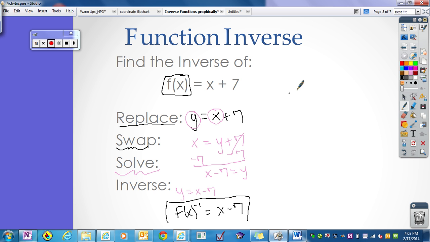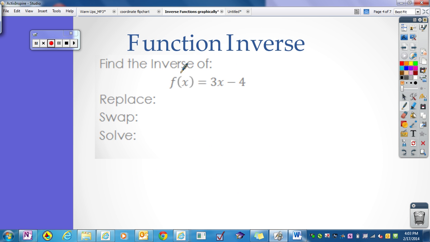Alright, that was a lot, so let's take a look at another example. This example is f(x) = 3x - 4. The very first thing is we want to take this f(x) and replace it with y. So we get y = 3x - 4. That's the first thing we have to do.